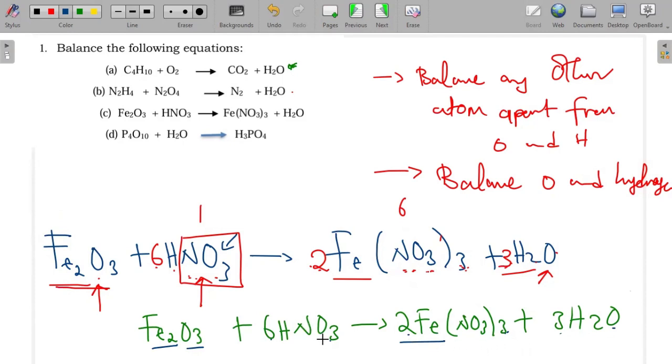And then the nitrogens, I have 6 of them there. And even here I have 6, because these 2 are being multiplied by these 3, and there's a nitrogen inside here. So that is 6 nitrogens. And then even the hydrogens, I have 6 of them, and they also have 6 of them. So we have balanced this chemical equation. Let's look at the last one.